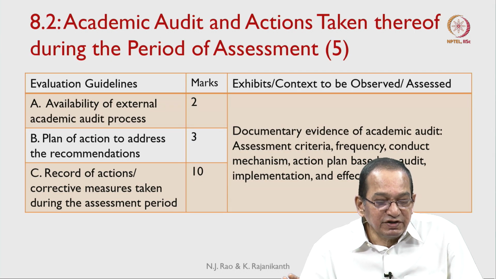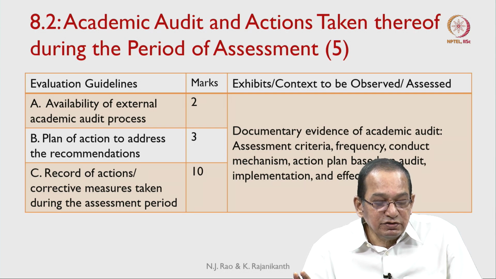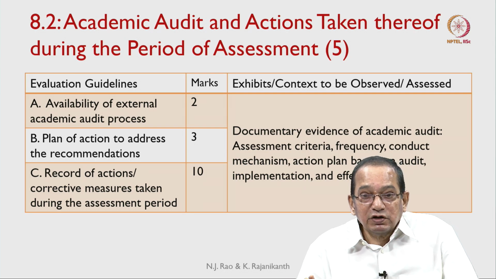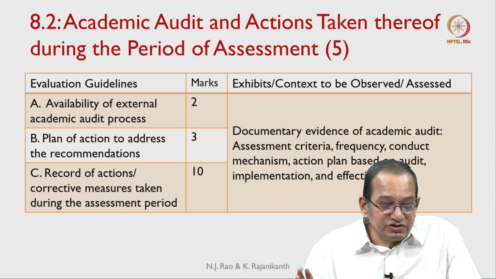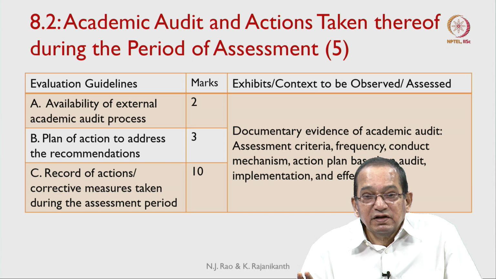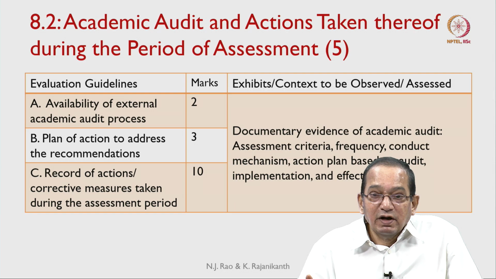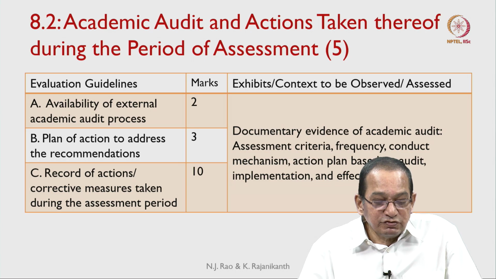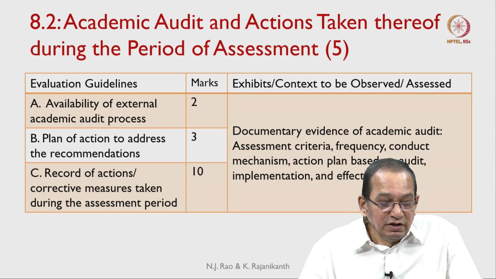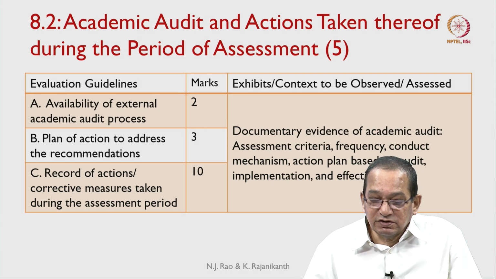So, availability of external academic audit process, there are marks for that, 2 marks. Plan of action to address the recommendations. What are the recommendations of the audit activity? Then the record of actions, corrective measures taken during the assessment period. It is not enough to have an audit done and recommendations given by the audit team and recording some plan of action. We must actually implement those corrective measures. So, record of actions, corrective measures taken during the assessment period, that carries 10 marks, and we must have documentary evidence for all these things.